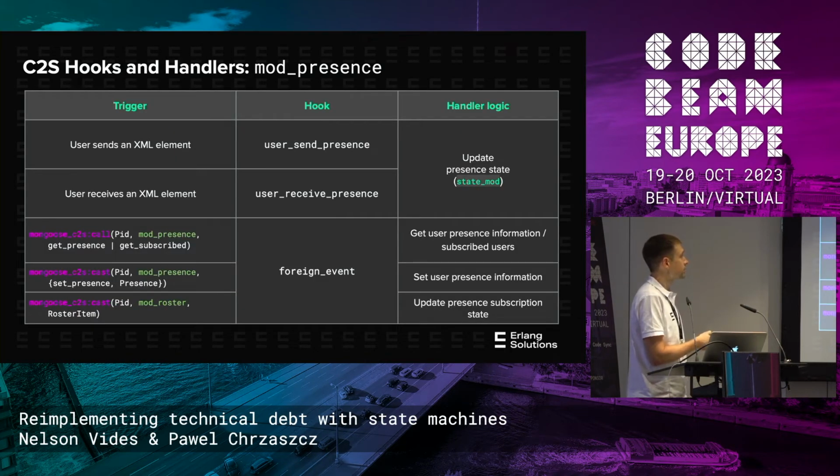And now an example. What is mod_presence? Presence is just users being offline, online, and how one user can be subscribed to some other user's presence and see if they are online or offline, for example. It's more complex, but that's it in a nutshell. And the triggers for the first two hooks are just when you send or receive presence elements, and then the handler just instructs the C2S process, the state machine, to put some presence information in its data. That's quite simple, but what's this thing?